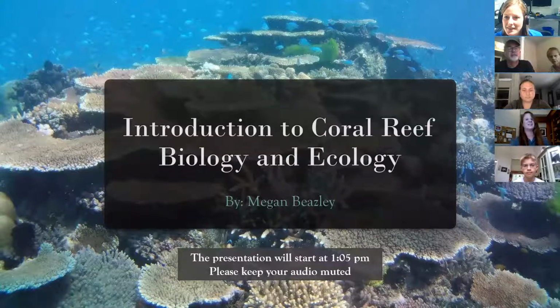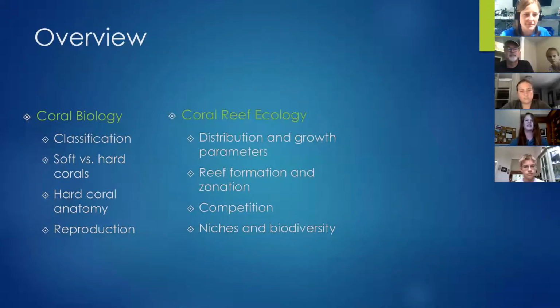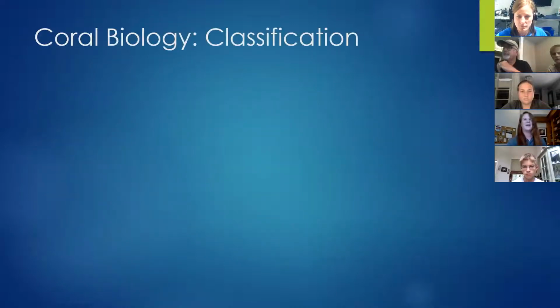All right, just a brief summary about what we're going to go over today. So we're going to start talking about coral, how it's classified, soft versus hard corals, hard coral anatomy, and reproduction. And then we're going to jump into the ecology. So global distribution of coral reefs, what they need to grow, how they form, and zones that they create, competition among coral species, and niches and biodiversity. And finally, we're going to finish with the future of coral reefs. So why are they important, the threats they face, what we can do to protect them, and how we can dive deeper at home. So let's start off talking about coral.